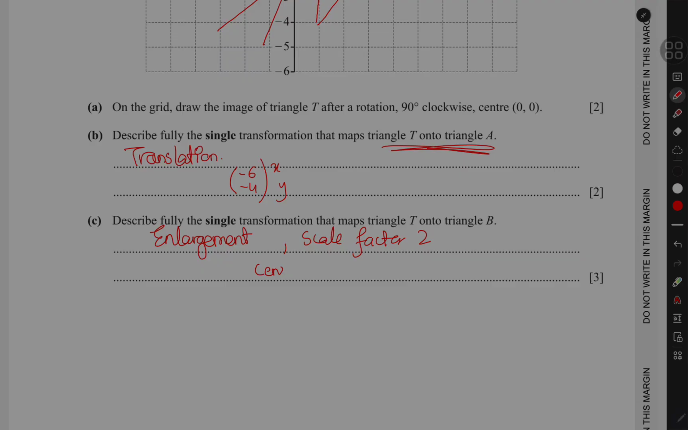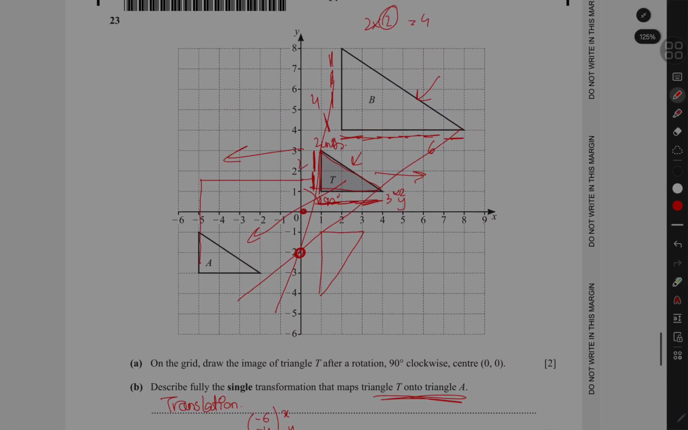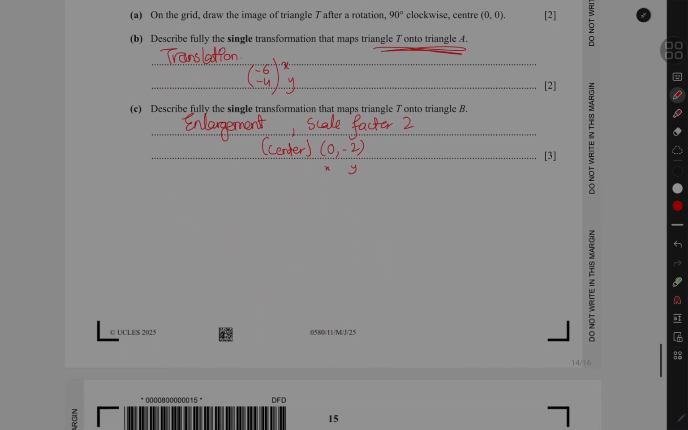So let me just write it as center. You can write center of enlargement or just center, which is 0, -2. So x is 0 and y is -2. You just draw these lines and you will know.